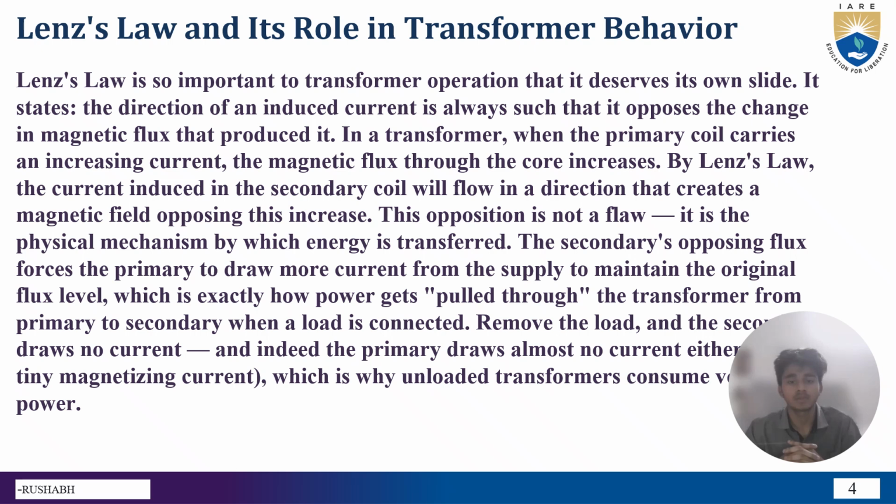The secondary's opposing flux forces the primary to draw more current from the supply to maintain the original flux level, which is exactly how power gets pulled through the transformer from primary to secondary when a load is connected. Remove the load and the secondary draws no current. And indeed, the primary draws almost no current either, just a tiny magnetizing current, which is why unloaded transformers consume very little power.